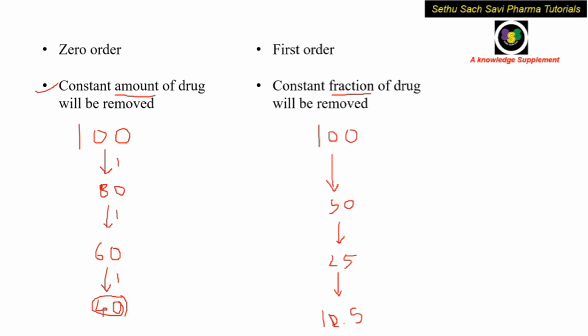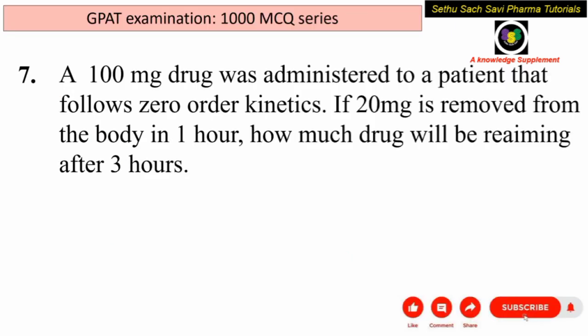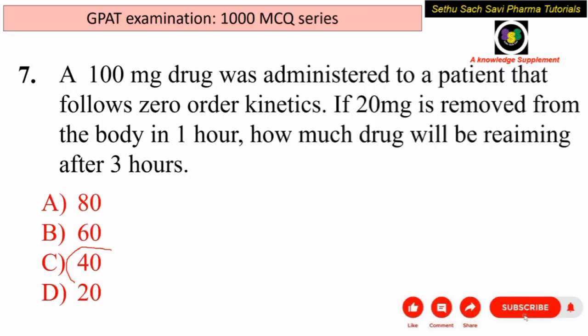Constant fraction of the drug will be removed. Here, zero order means constant amount will be removed. So, what will be the answer for this question? It will be 40 mg, right? Because it is following zero order kinetics. Right. Coming to the next question.